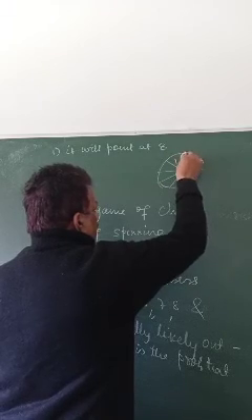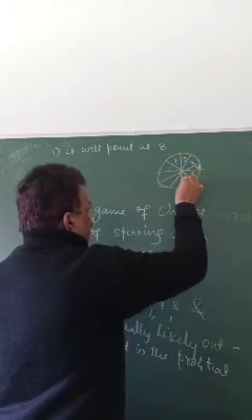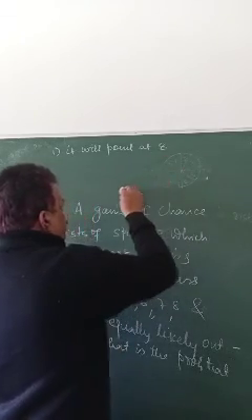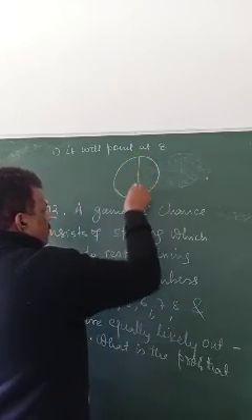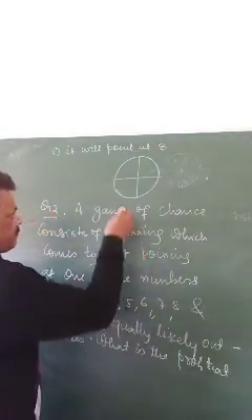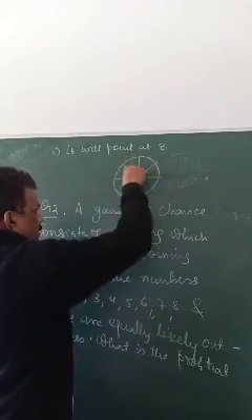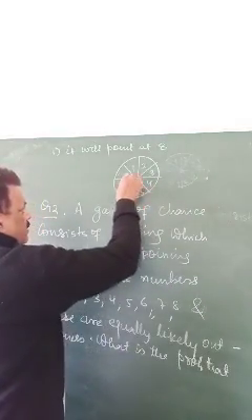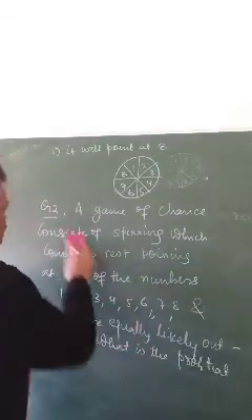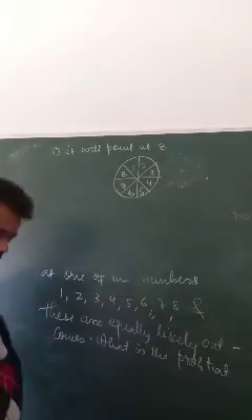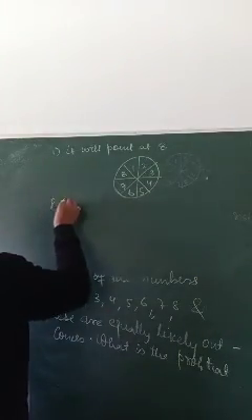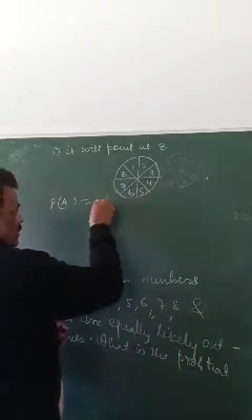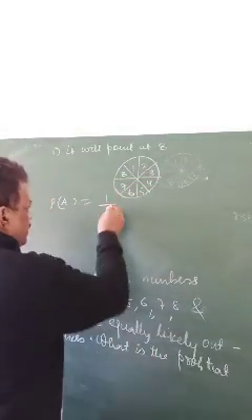Look at the spinning one: 1, 2, 3, 4, 5, 6, 7, 8. What is the probability that it will point at 8? How many 8s are you finding? Only one. Total how many? 1, 2, 3, 4, 5, 6, 7, 8. So 1 by 8.